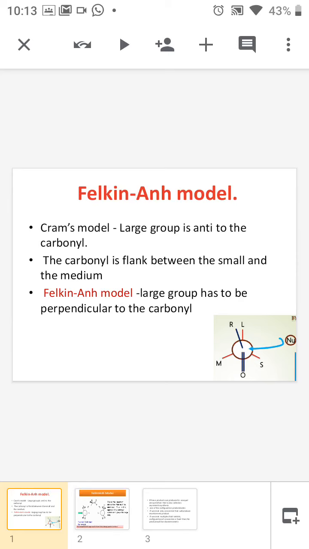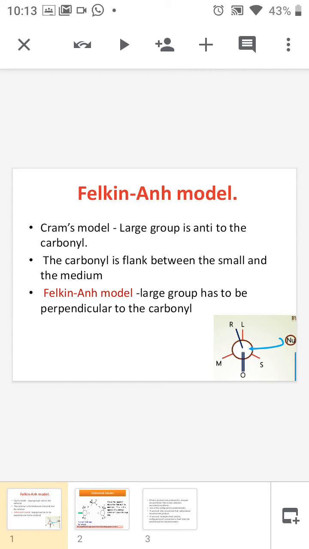Everybody. Today we are discussing the next model of the nucleophilic addition, that is the Felkin Ahn model. In the last class we have discussed the Cram's rule. In the Cram's rule, the large group is anti to the carbonyl group, and I have shown the Cram's rule in the bottom of the slide.